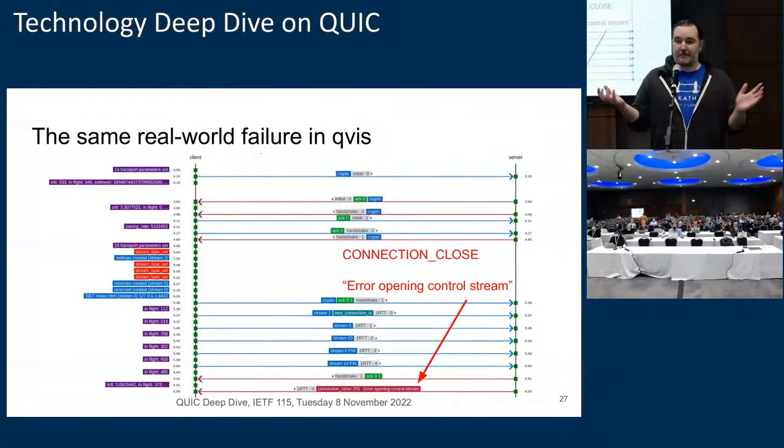Same failure, same trace effectively, the QLog captured at the same time, a different rendering. You can see here the connection close is at the bottom in red. That's as much as you can see because of the rendering, but it might be a better way to view these things. Next slide.